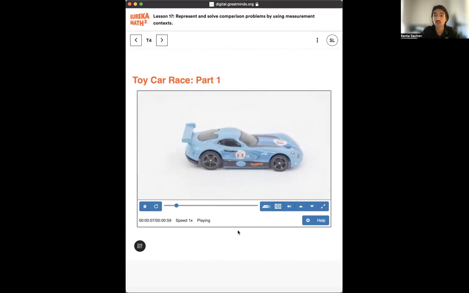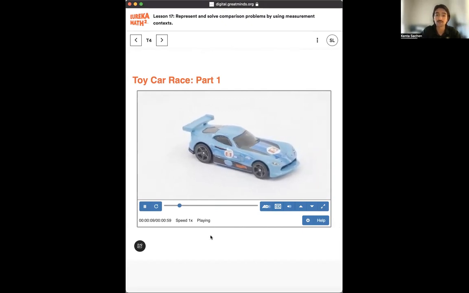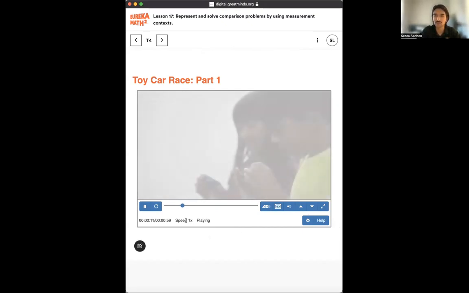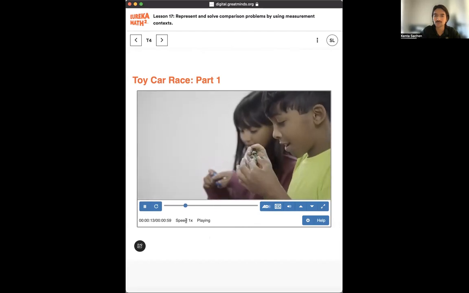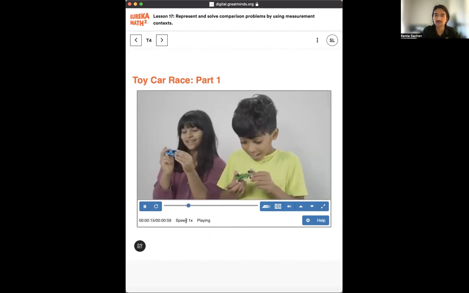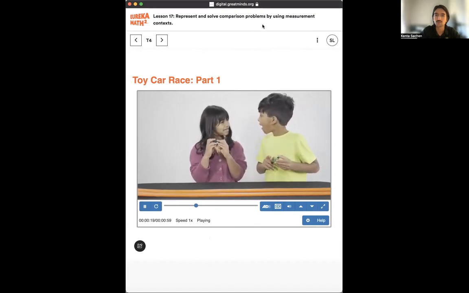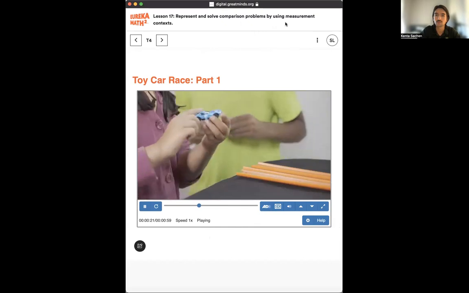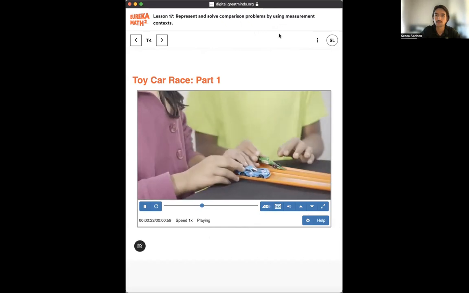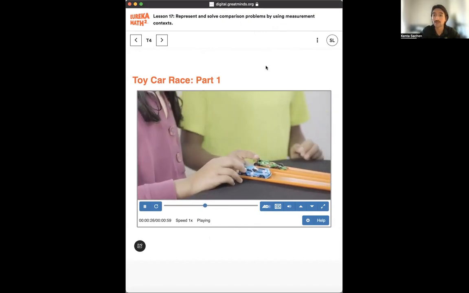We have a couple race cars that are going to happen. It's always fun. Okay, now let's see how far they go.